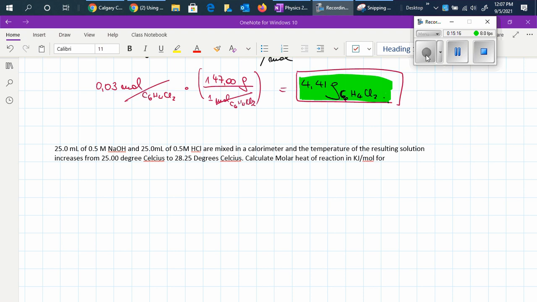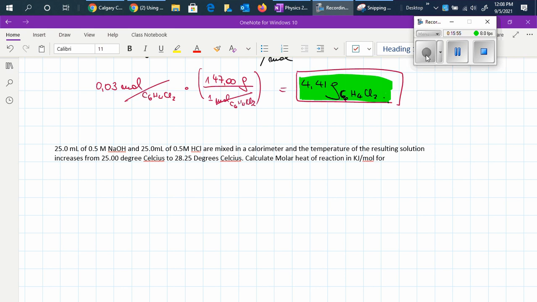25 milliliters of 0.5 molar sodium hydroxide and 25 milliliters of 0.5 molar hydrochloric acid are mixed in a calorimeter, and the temperature of the resulting solution increases from 25.00 degrees Celsius to 28.25 degrees Celsius. Calculate the molar heat of reaction in kilojoules per mole, and we can do it for any of the reactants.